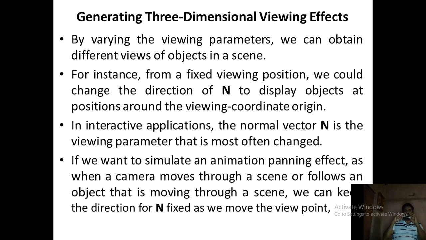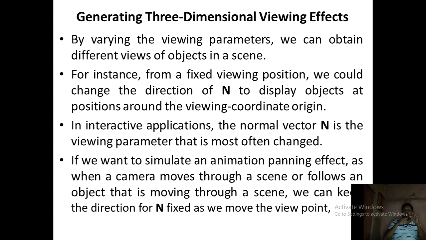Then if you want to simulate an animation panning effect, as when the camera moves through a scene or follows an object that is moving through a scene, we can keep the direction for n fixed as we move the viewpoint. For example, you are taking a picture of a tree. At that time you cannot rotate the tree. You keep the surface normal as it is and move around the tree, which means the camera is moving. That is the meaning of this.